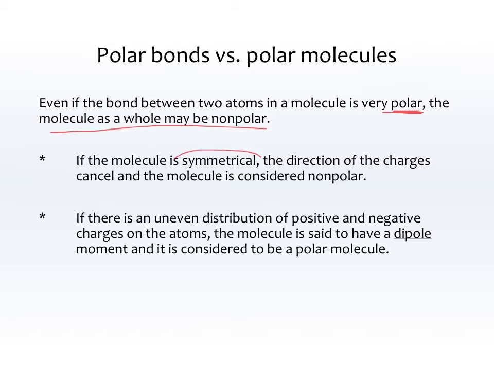If it is symmetrical, the direction of the charges cancel and the molecule is nonpolar. If there's an uneven distribution of positive and negative charges, not symmetrical, the molecule is said to have a dipole moment and is considered to be a polar molecule. A dipole moment has opposite charges, dipole, two-pole charges. Don't worry about this so much right now. We're going to have an entire video on it later. This is just your basic introduction.